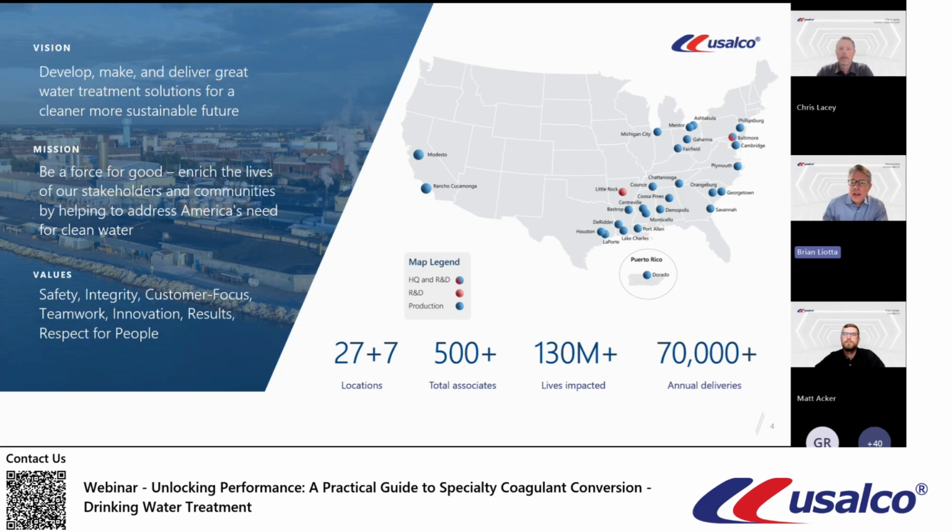And as you can see on the map here, we've got a diverse location footprint, including specialty and conventional plants, rail hubs, warehouses, labs. It all highlights our operational capacity to meet water treatment needs across the country.